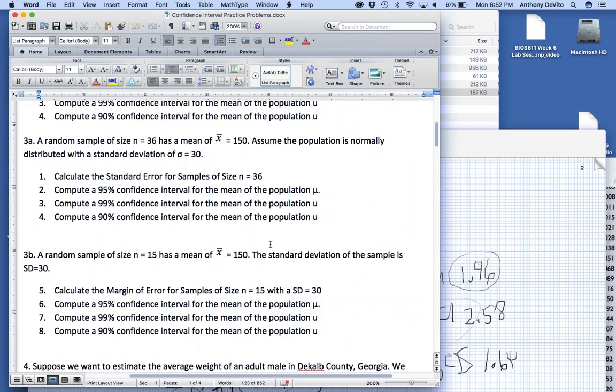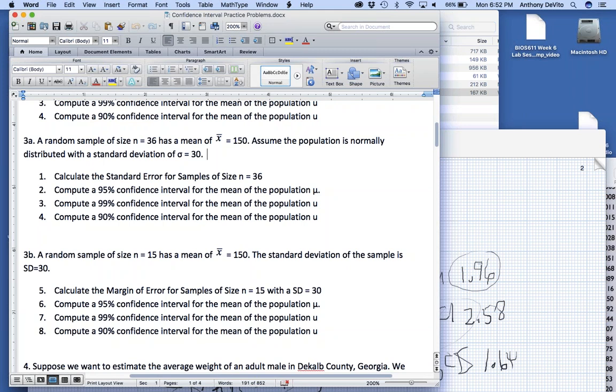Calculate standard error. Let's see, next one here. A random sample of size 36 has a mean of 150, very similar to what we had before. Assume the population is normally distributed with a standard deviation that equals 30. So now calculate the standard error for a sample size of 36. See any problems with this? I do it exactly the same way. Do I care about the sample size?